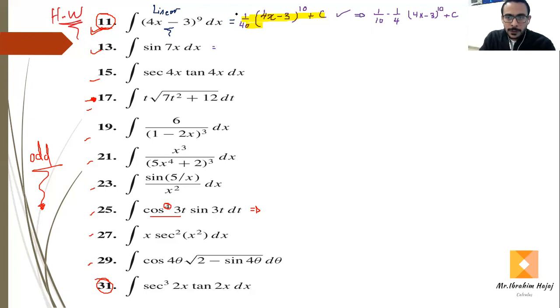Next question. Without using the U substitution method, what's the integral of sine 7x dx?